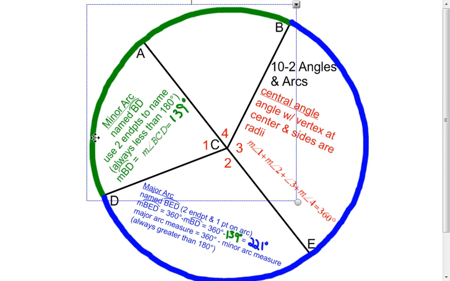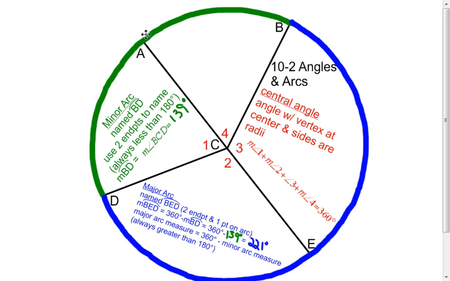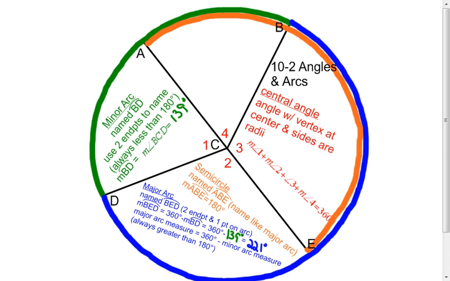The green arc could also be referred to as arc BAD, but you can get away with that shortcut of just using 2 points when naming a minor arc. So that's the difference between the major and the minor arc. Now, the last arc that I'm going to look at is half the circle, referred to as a semicircle. And you always have to use 3 points to name that one as well.